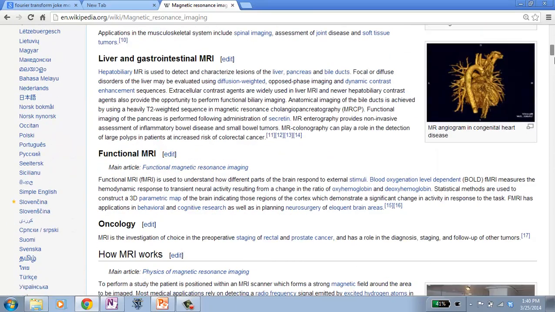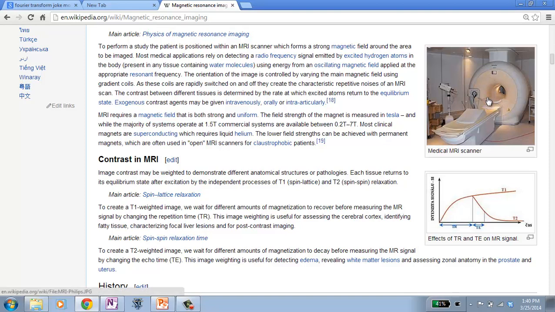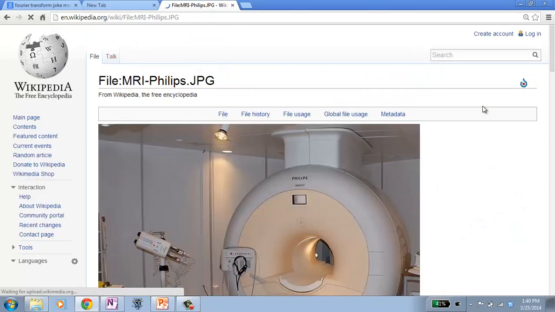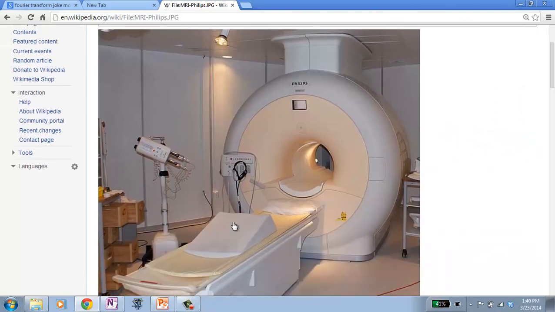Now, first of all, let's look at a picture of an MRI machine. Here's one that you would encounter in a hospital. Can we get that bigger? Okay, what needs to be imaged is placed in the center here. Does anyone know what this big device is? Yeah, it's a big, huge magnet, usually an electromagnet, right?